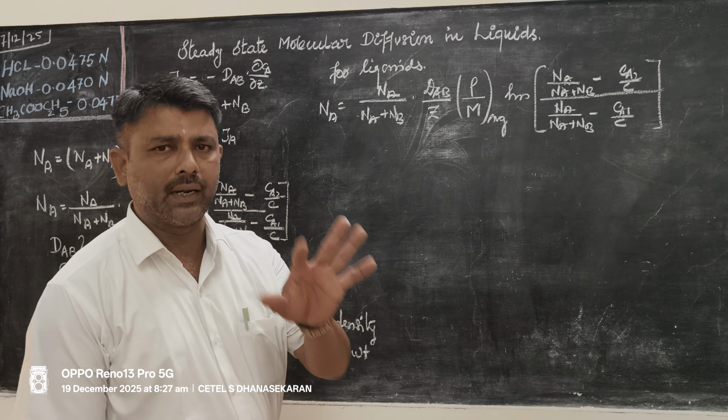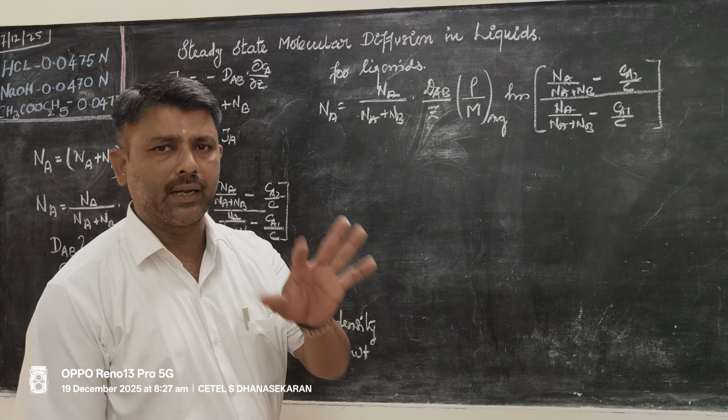And Nb is equal to 0. Hence, for this case, Na divided by Na plus Nb is equal to 1. Substitute this relationship in the main equation. Na is equal to dAb divided by Z into rho by M average into ln (1 minus Ca2 divided by C), that means (1 minus Xa2) divided by (1 minus Xa1).